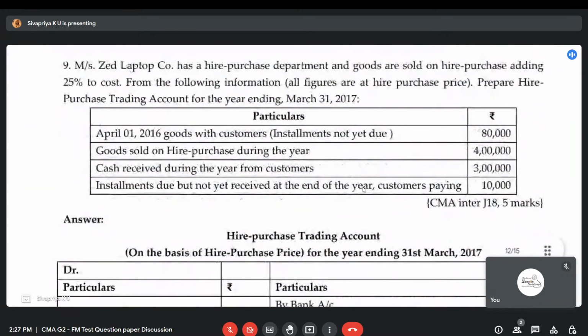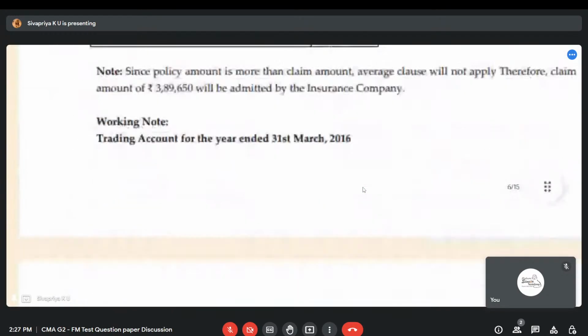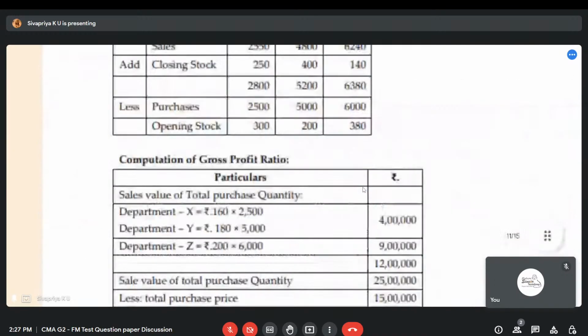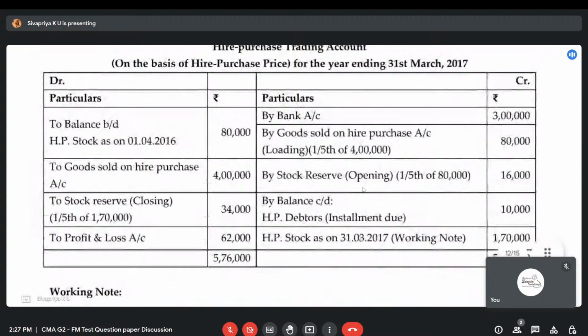Then question number 9. Hire purchase. Hire purchase la profit and loss account were a balance 62,000.